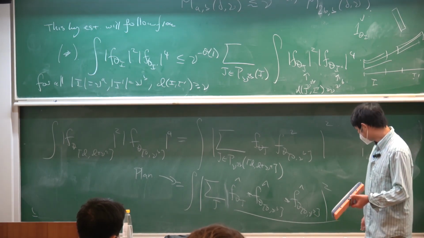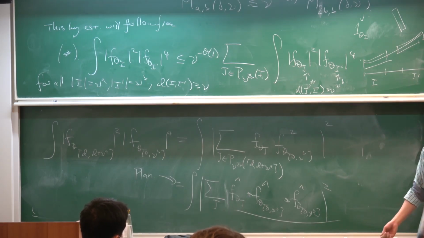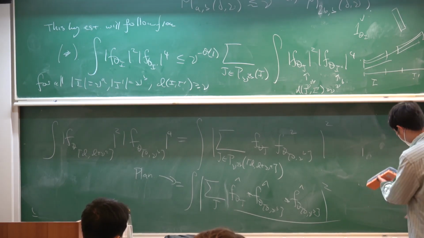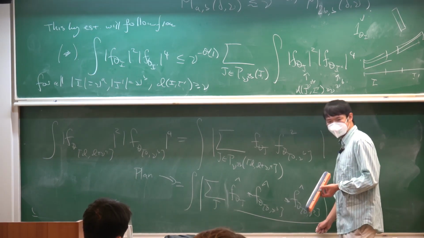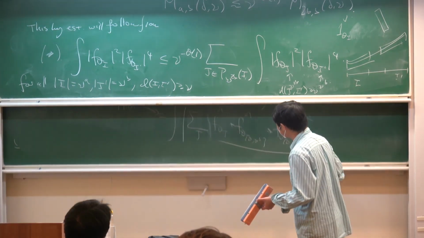Okay. So now let's draw. Behind every decoupling proof, there is a geometric picture. This will be the geometric picture. What do the supports of these guys look like? Okay. So let's draw the supports.